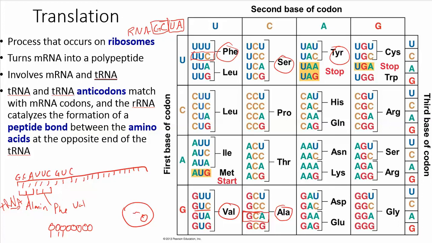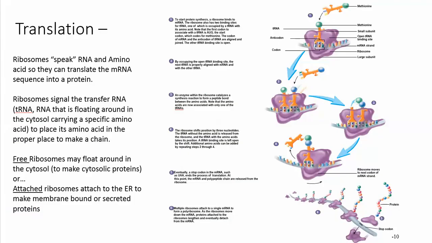So whatever this is reading, the anticodon is going to be the opposite. So G is going to go with C, C is going to go with G, A is going to go with U, U is going to go with A, and so on and so on. Okay, so that's what we have to do. We have to read this messenger RNA molecule now.